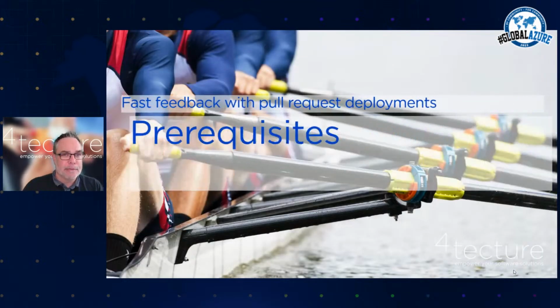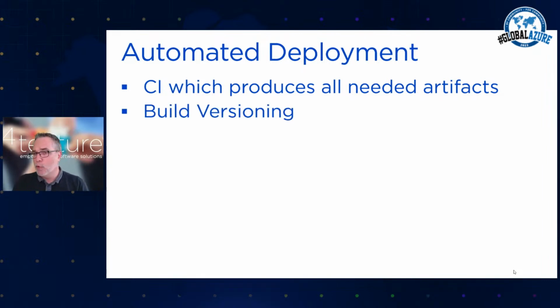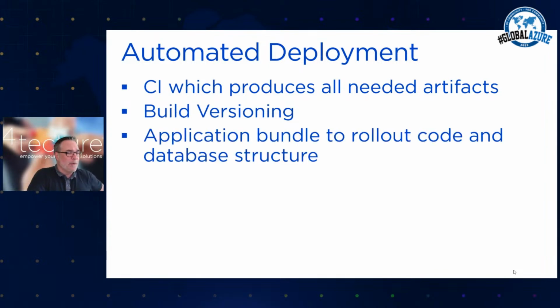So what do we need? We need a CI build which produces all the artifacts. We need to have a proper versioning because we will have many deployments throughout the day, and we need some bundles to roll out the code, database structure, maybe also some initialization work. So it's not only the DLL you should actually produce inside the CI build.